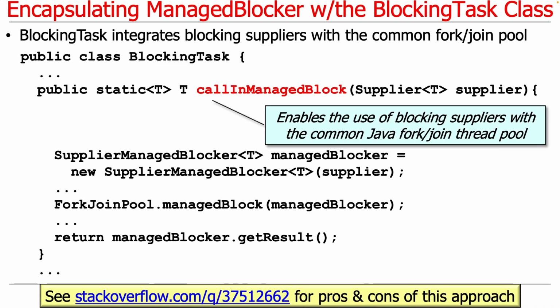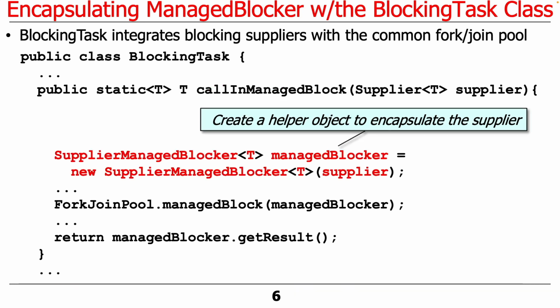And what it does is it encapsulates all the low-level gobbledygook of using ManagedBlocker, so it's way easier to program rather than having to recreate that yourself. So here's the main method, callInManagedBlock. You can see it's a static, generic method, and it enables blocking suppliers to use Java ForkJoinPools. We use it for the common pool. It could be used for other pools as well.